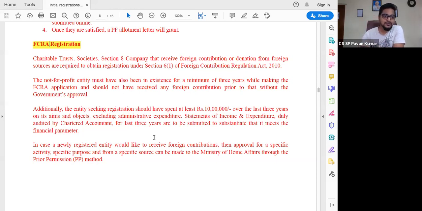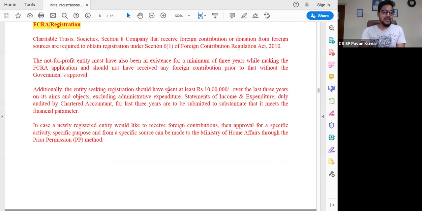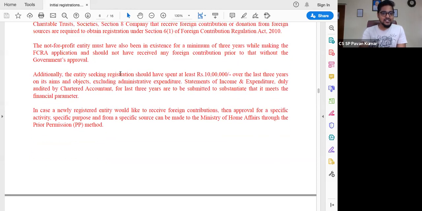So a charitable trust, society, or Section 8 company that receives foreign contribution in foreign denomination from any foreign source has to get registered under the Foreign Contribution Regulation Act 2010. A not-for-profit entity must also have existed for a minimum period of 3 years. So as soon as I start a trust, can I get foreign funds? The answer is no. I have to have a cooling period of 3 years, and I have to perform during that time.